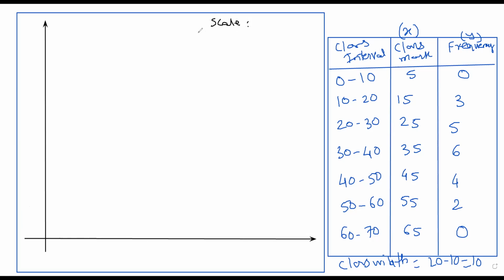How do we write the scale? On the x-axis, 1 centimeter is equal to 10, that is 1 class interval. And on the y-axis, what is it? 1 centimeter is equal to 1 unit. Take 1, and if you want 2, take 2.